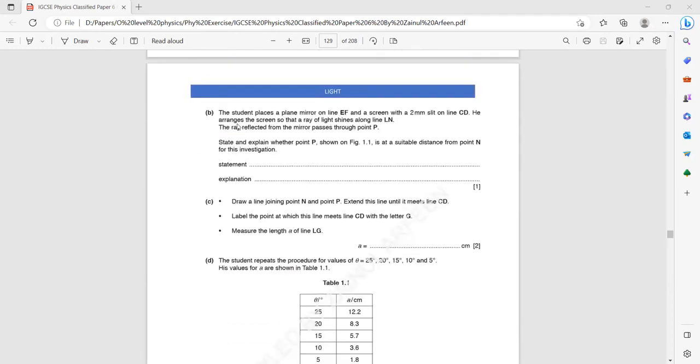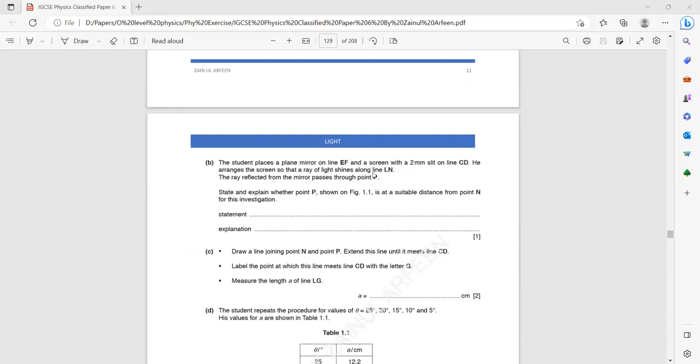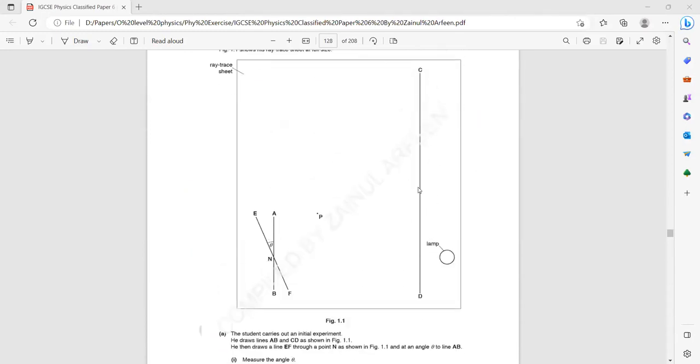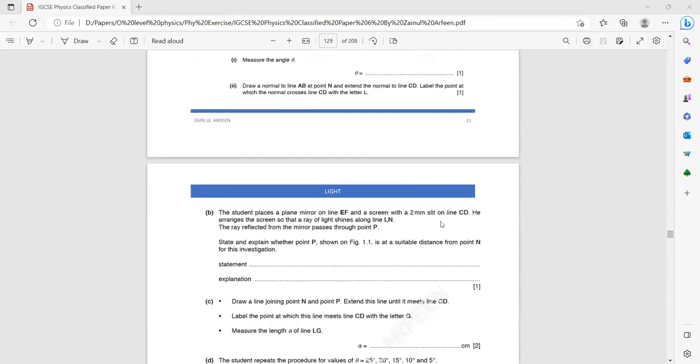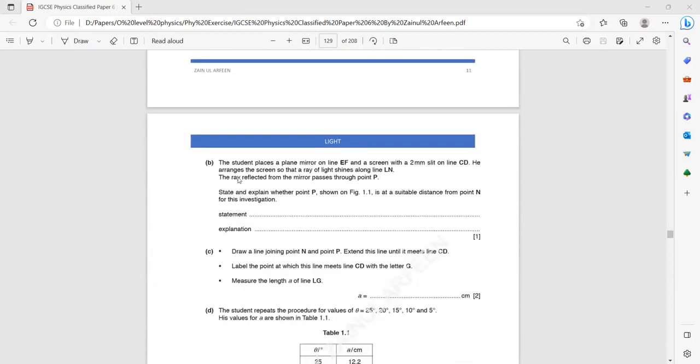On the next page, the student placed a plane mirror on line EF. So the student placed a plane mirror on this line. And a screen is there, which has a 2 millimeter slit, on the line CD. So he placed a screen here with a slit, and he arranged the screen so that the ray of light shines along L and N. So light is passing along L and N through this slit.